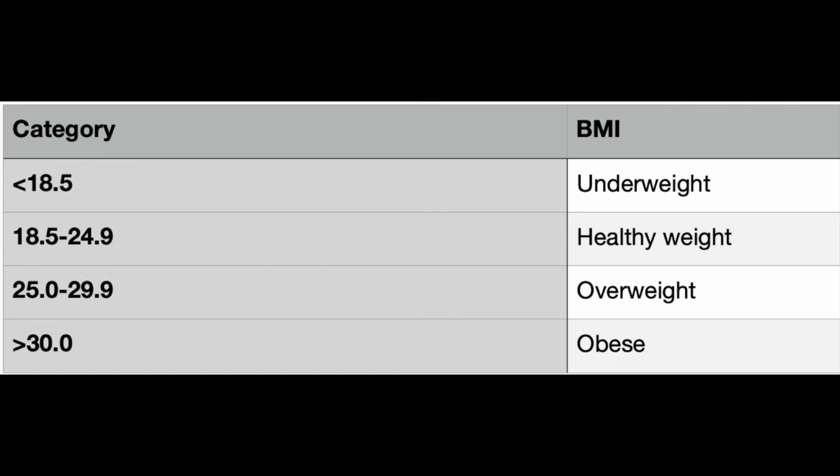If you have a BMI less than 18.5, you're classified as underweight. From 18.5 to 24.9, you're healthy weight. 25 to 29.9, you're overweight. 30 and above, you are obese. If you have a BMI of over 40, you're morbidly obese, but remember, as I said, it doesn't count for everyone because of differences in people's lifestyle.